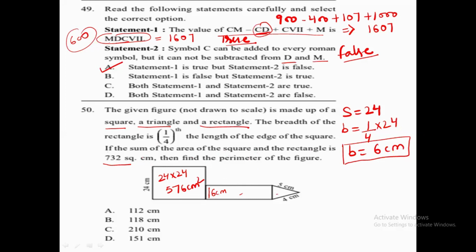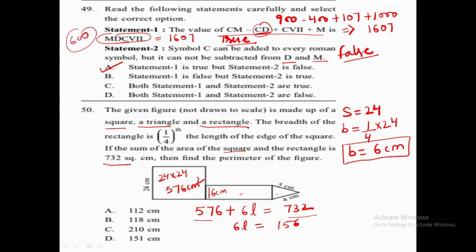So if the sum of the area of the square and the area of the rectangle is given to us, let's put in the values. The area of the square is 576. The area of the rectangle, since we do not have the length, will be 6 multiplied by length, which is 6L, equal to 732. Correct. So when we solve it, this 576 will go across as a subtraction. When we subtract 576 from 732, we get 156.